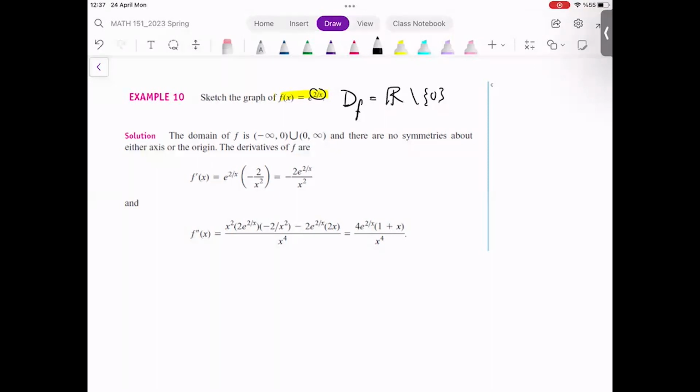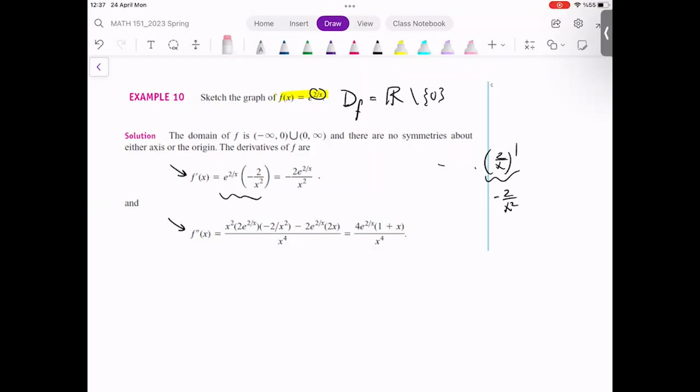This is the domain. And then what we usually do, we compute first and second derivatives. How do you take the derivative of e to the power something function? The rule for exponential is itself times the derivative of the power, and this derivative is in fact minus 2 over x squared, as it is written here. And you can write it like this.